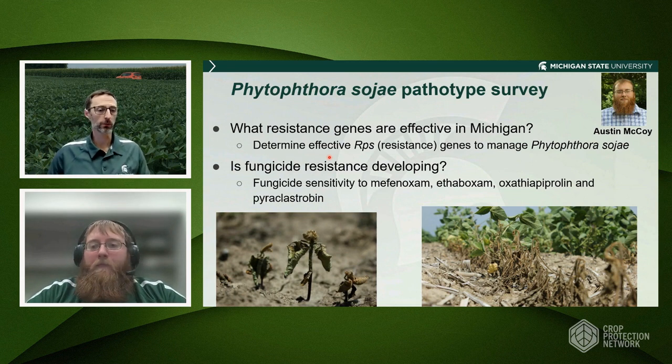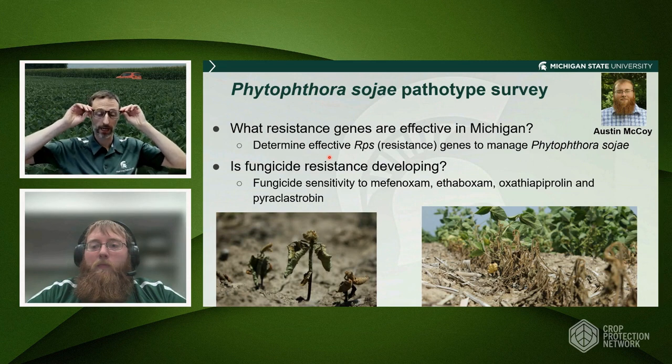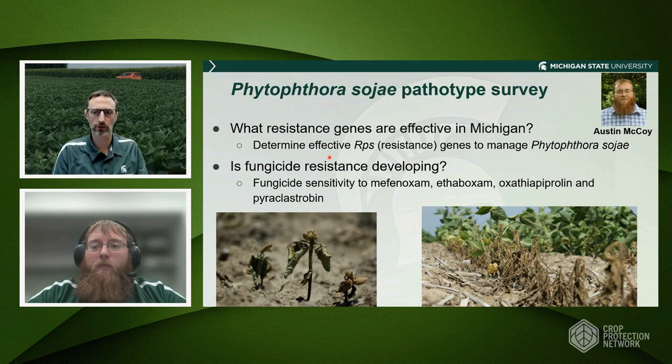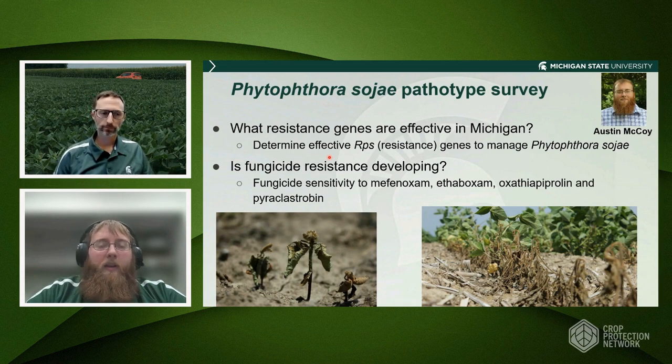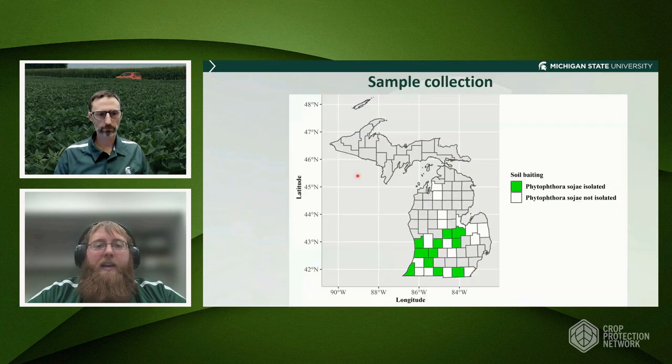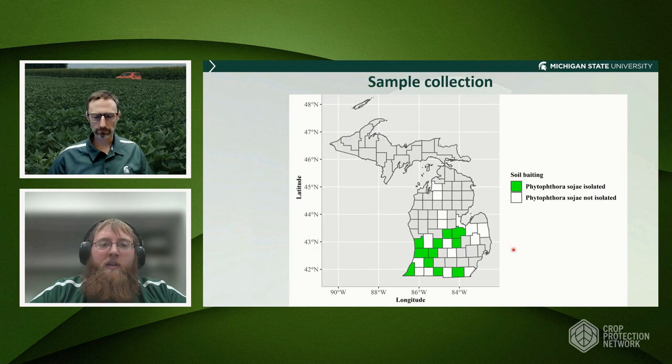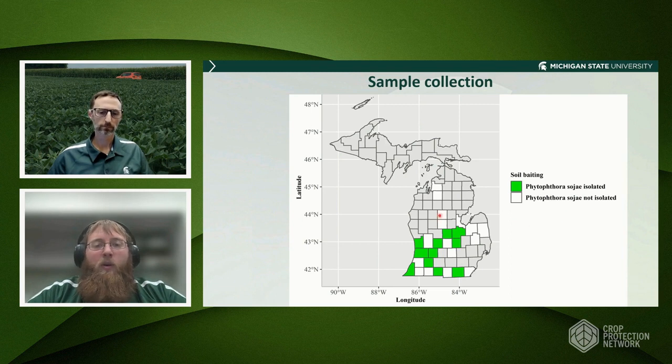And so what did you do with, this is sort of some of the main areas of your PhD work. So what did you do here in Michigan? So here in Michigan, we collected soils from as many counties as we could sample. And we used those soils to bait out Phytophthora sojae and test it against, I believe, 13 different resistance genes. So you can see here, this is where we collected soil from and counties which were and were not positive for Phytophthora sojae.